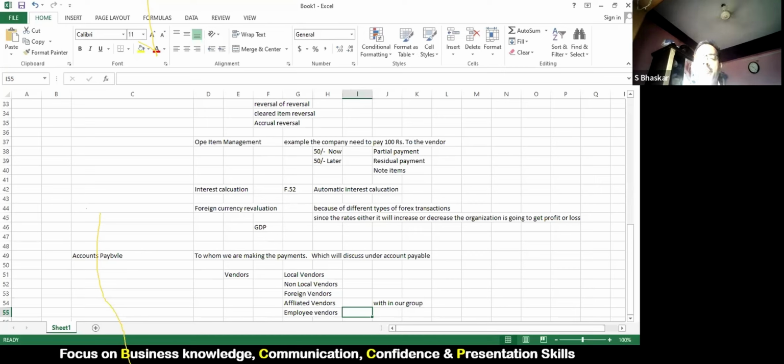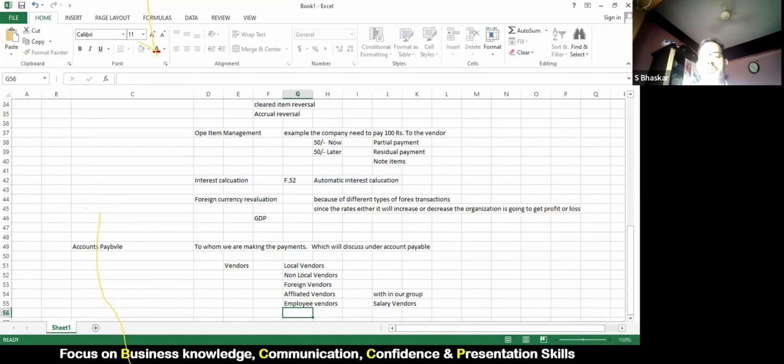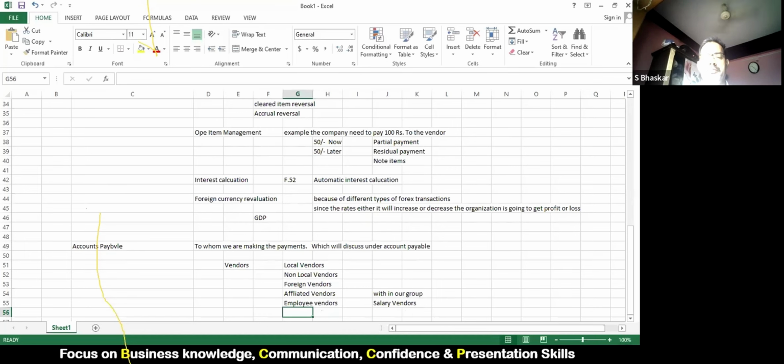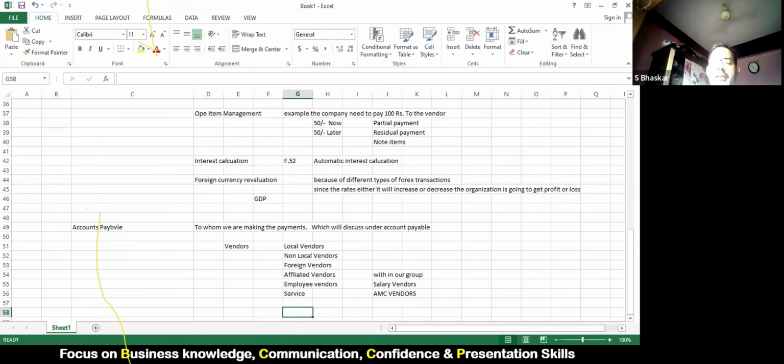To whom the salaries you are going to make, it is nothing but employee vendors. Then service vendors. Here you are not going to take any kind of materials. They are doing your AMC contract, all for different people. All are nothing but AMC business actually.